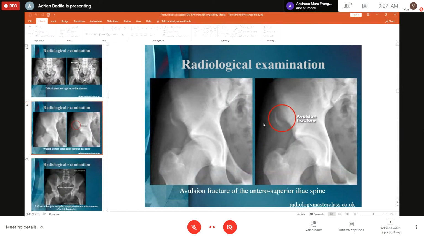An avulsion fracture of the anterosuperior iliac spine. We have this fragment at this level. Of course, this is a stable fracture. It's a fracture which was produced by a low energy trauma of the pelvis.